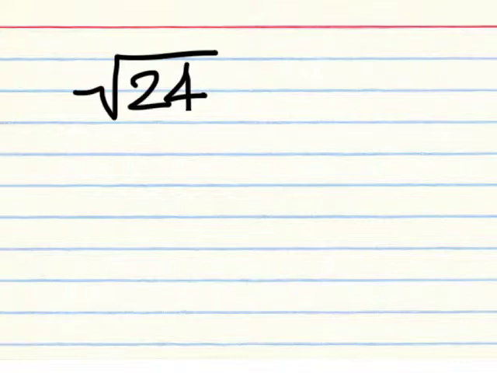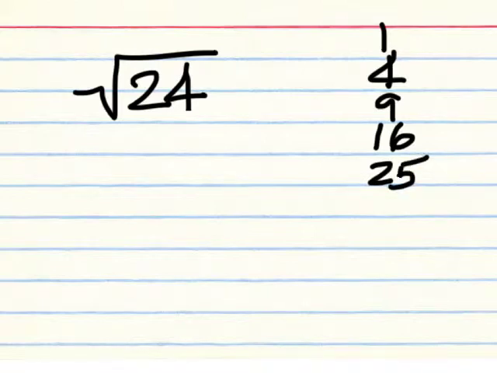In this example, we have square root of 24. What you want to do is go down through that list of perfect squares of 1, 4, 9, 16, 25, and so on, and find the highest perfect square that will divide evenly into 24. We never use 1, so you don't even have to put that one on your list. What's the highest perfect square that will go into 24?